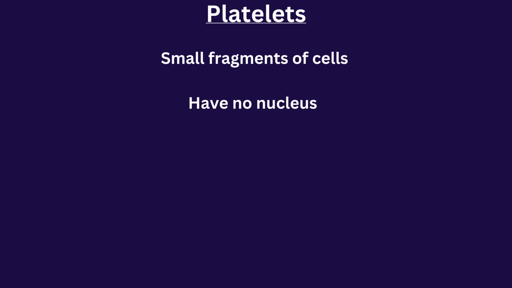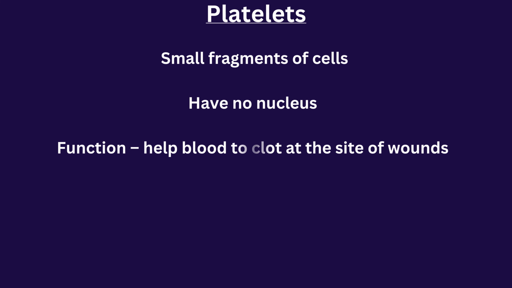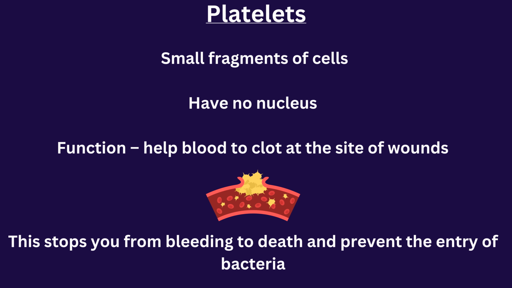Lastly, platelets. Platelets are small fragments of cells. They have no nucleus and their function is very important. It's to help the blood to clot at the site of wounds. So when you get a cut, right, it is the platelets that help to form that clot. And that clot is important because it stops you from bleeding to death and prevents the entry of bacteria.